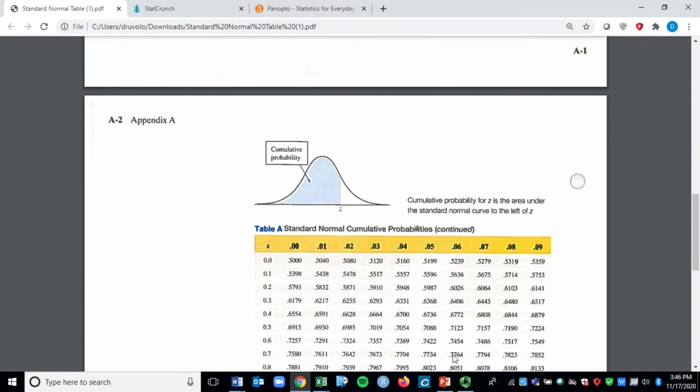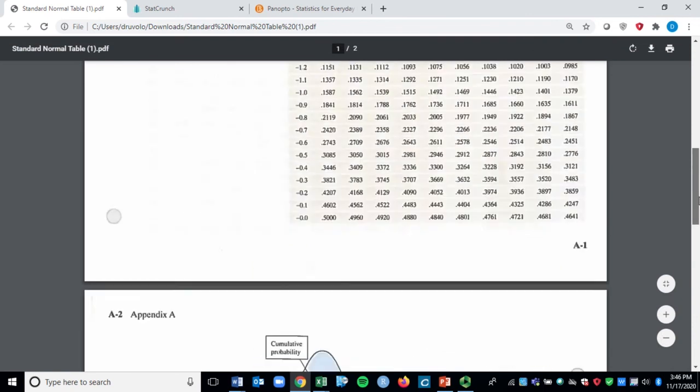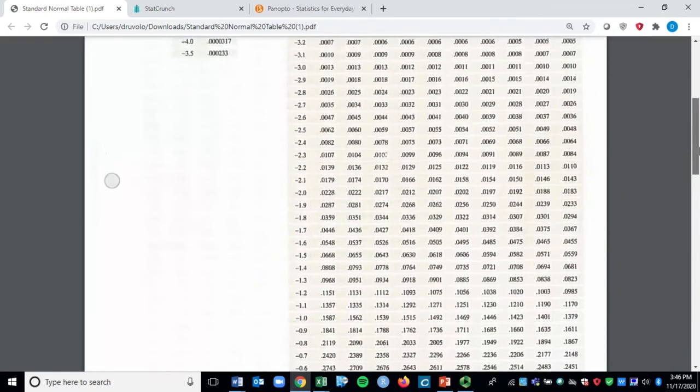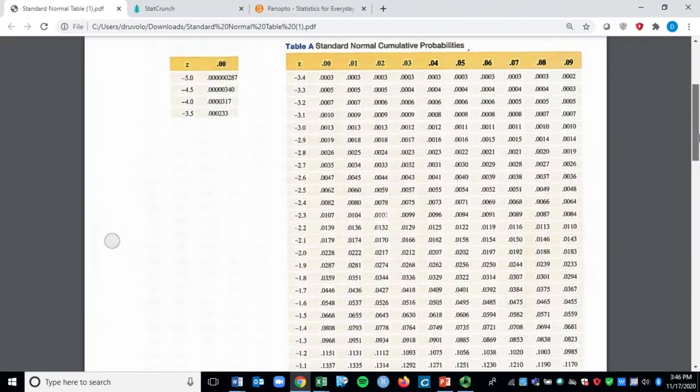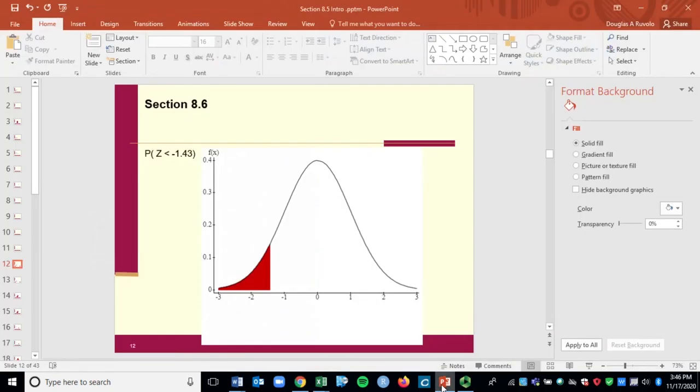So let's go back here. We said we had to look up a negative 1.43. All right, so a negative 1.4 and 3. It's right here. So it looks like our answer would be 0.0764. Remember, we were looking up less than. That's what this table is always giving us. It's always giving us less than. So there's our answer, 0.0764.